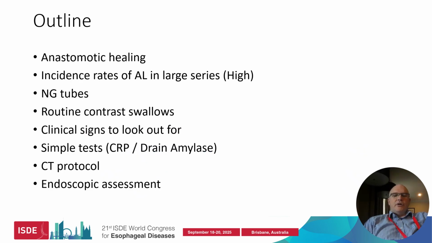This is the outline of my talk. I'm going to talk a bit about anastomotic leak healing or anastomotic healing. Talk a bit about the incident rates of anastomotic leaks in large series, which are particularly high. A bit about NG tubes, and then move on to routine contrast swallows, what signs to look out for, simple tests of either drain amylase or CRP, CT protocol, and endoscopic assessment of the anastomosis.